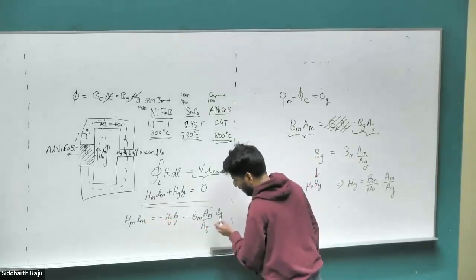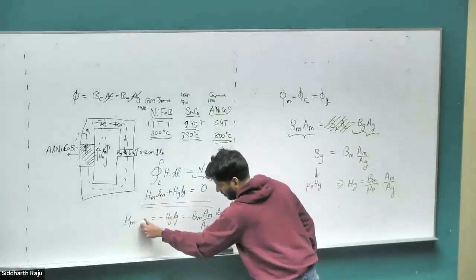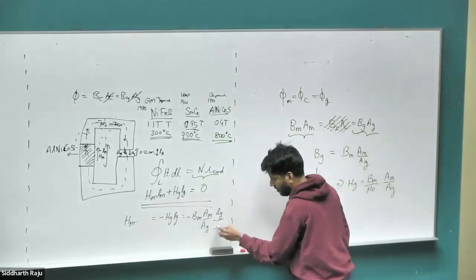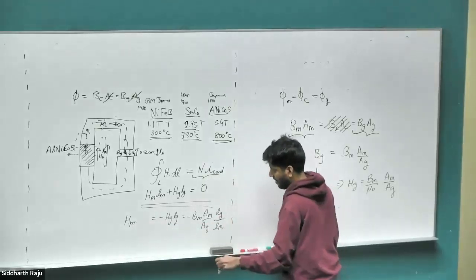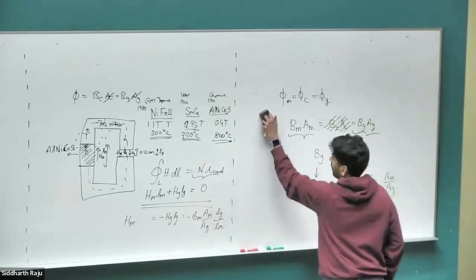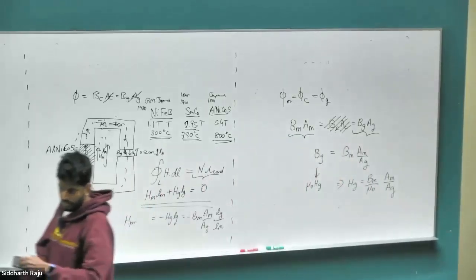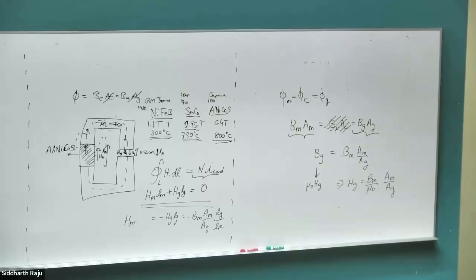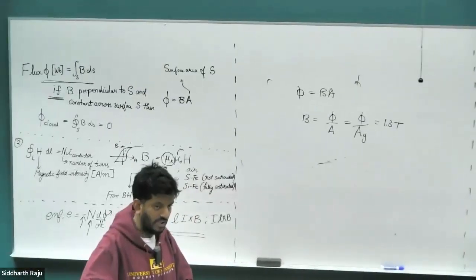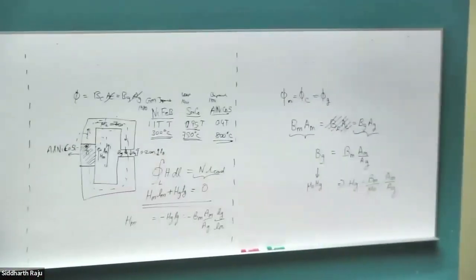And if I take this Lm to the denominator from the right hand side to the left hand side, that becomes Lg by Lm. Any questions? Yeah, Thomas. Can you explain one more time why we don't care about BcAc?